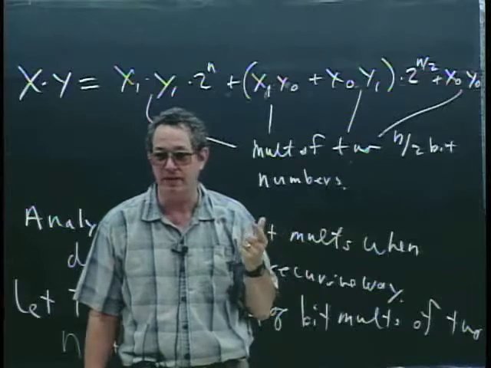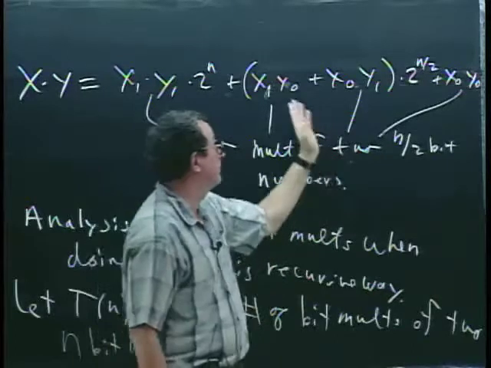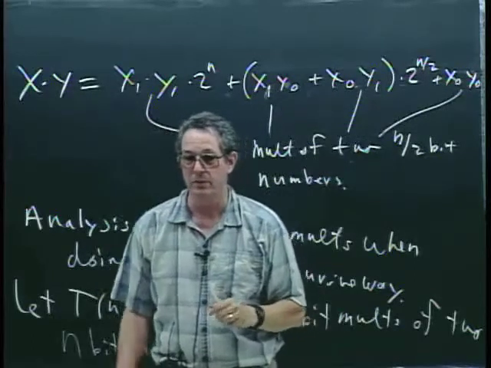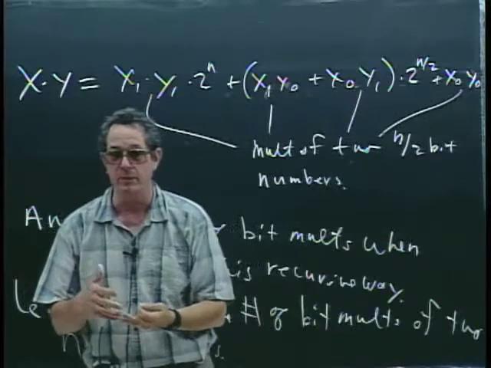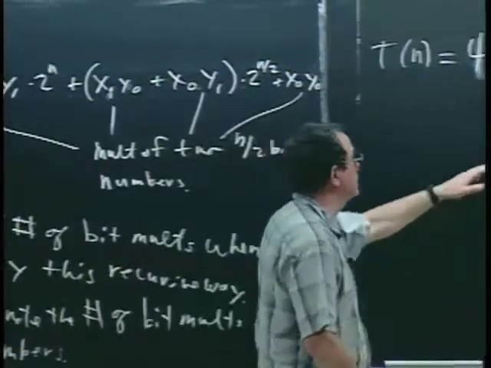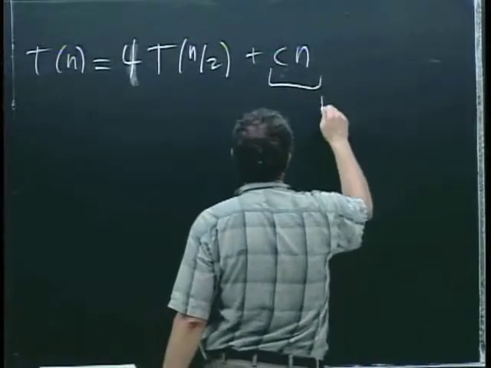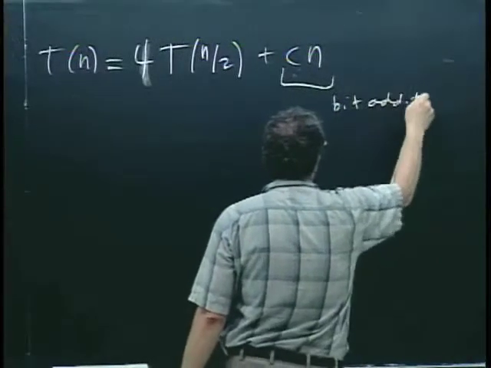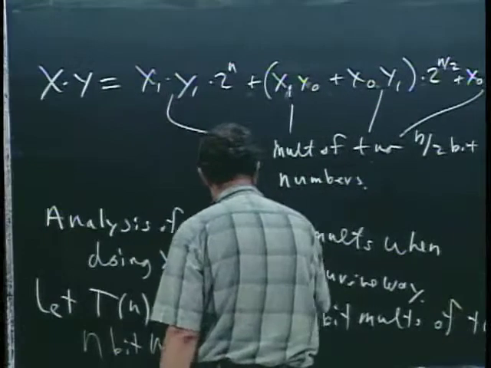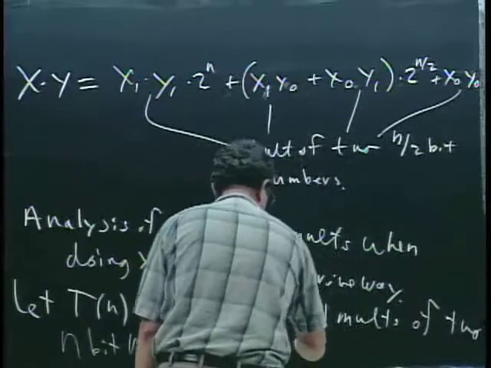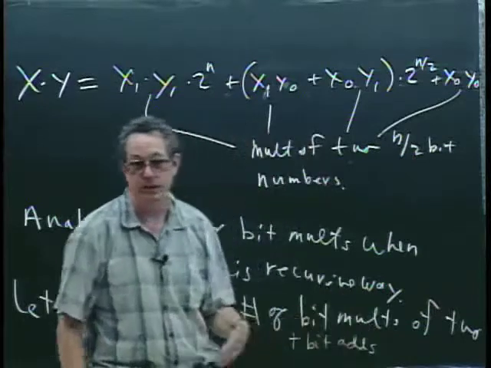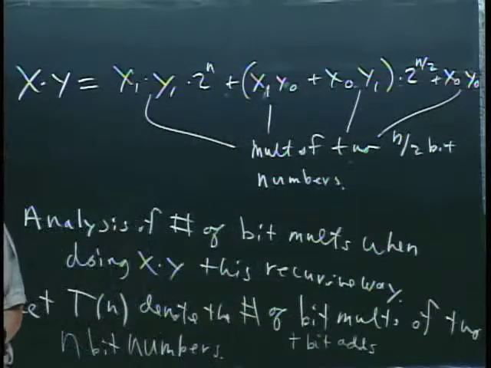But the main thing is it's not influenced by n. We have 3 additions in here, not influenced by n. But when you add n-bit numbers together, that's n-bit additions. So you could say this Cn is for the bit additions, and then I have to reinterpret T of n. It's not just the number of bit multiplications; it's the number of bit multiplications plus bit additions, which seems like a more honest thing to do anyway, to include both the multiplications and additions.